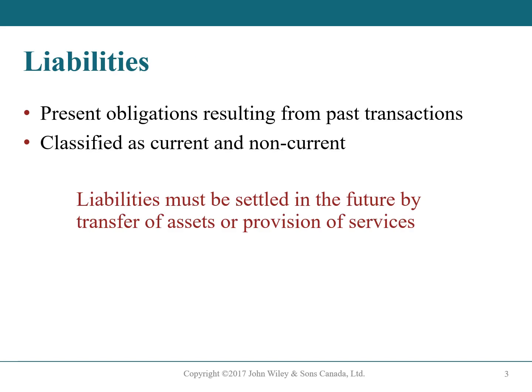Liabilities are present obligations that result from past transactions. These obligations must be paid sometime in the future by the transfer of assets or through the provision of services. This future date determines whether the liability will be a current liability or a non-current liability. So for example, if we purchase inventory on account, because we purchase it on account, it's a liability. So we would debit our inventory and credit accounts payable.